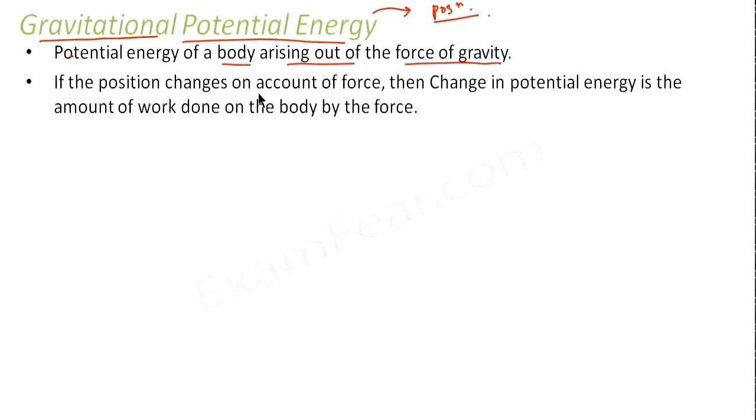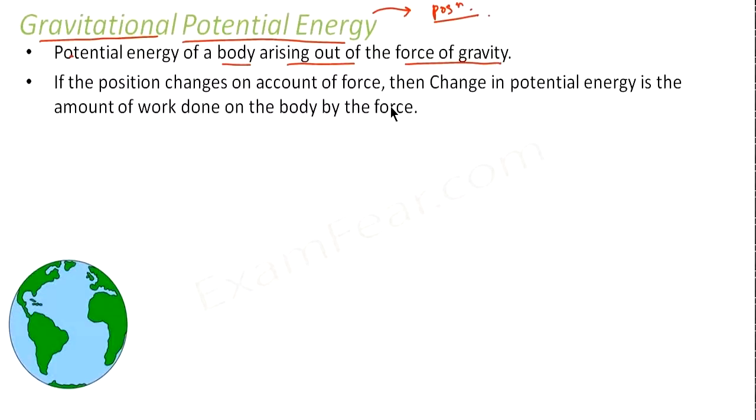Now, if the position changes on account of force, then change in potential energy is the amount of work done on the body by the force. That means, let us suppose we have any object, say M. Now, if the position of M changes only because of a particular force, let us suppose if M is changing its position due to the gravitational force, then we say that the change in potential energy because of the change in position of the object is equal to the amount of work done by the gravitational force.